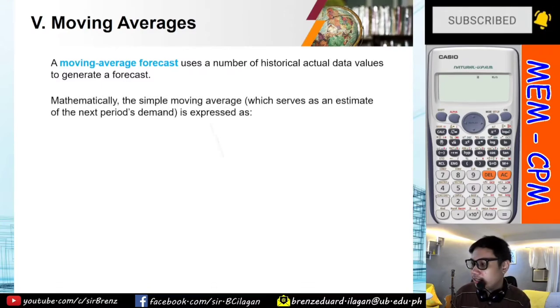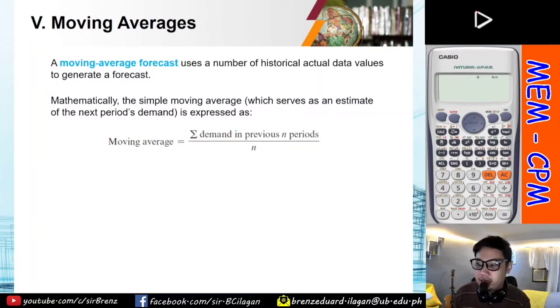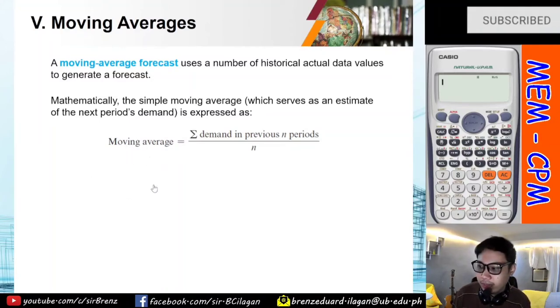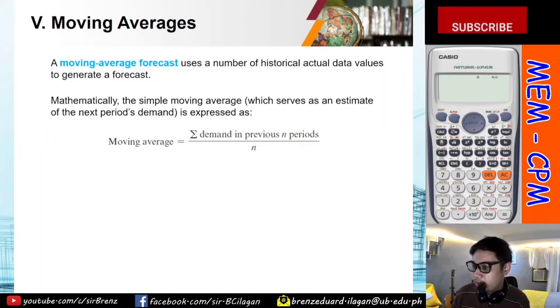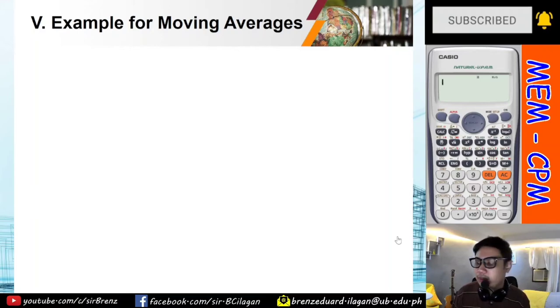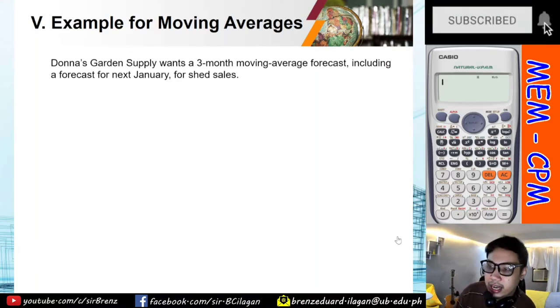Okay, so mathematically, the simple moving average, which serves as an estimate of the next period's demand, is expressed as this equation. Again, we have the moving average, so this is just the summation of demand in previous n periods over the total number of periods, which is denoted by n. Again, where n is the number of periods in the moving average, so for example 4 or 5 or 6 months respectively. So ayan, we have an example for moving averages. For example, Donna's Garden wants a 3-month moving average forecast, including a forecast for next January for shed sales.